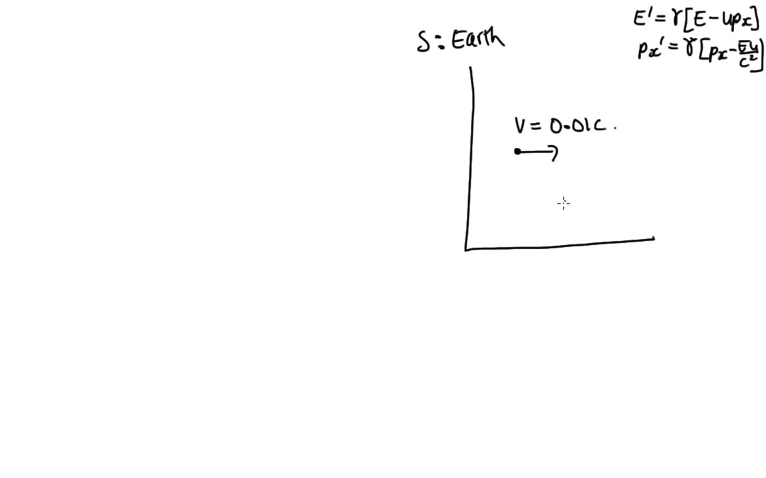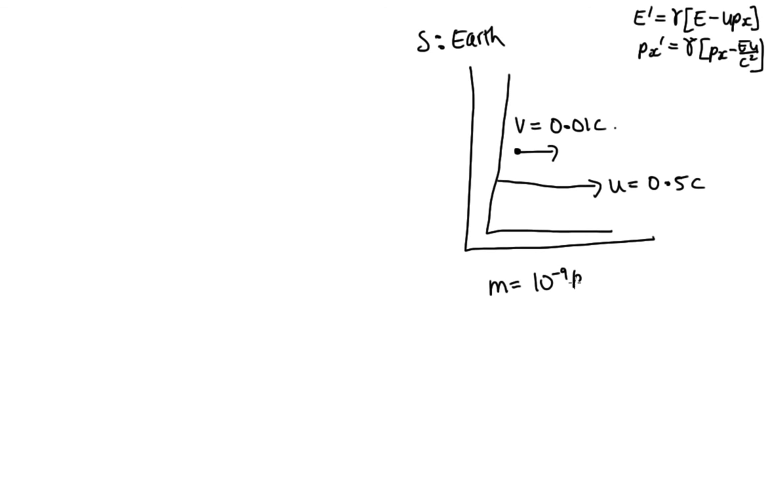0.01c. And then we've got a second reference frame, our S prime frame. Let's draw it here, which is moving in this direction parallel to the micrometeorite with some speed u equal to 0.5c. And we're told that the mass of the micrometeorite in the Earth's reference frame is equal to 10 to the minus 9 kilograms, and we're now asked to calculate E prime and Px prime.